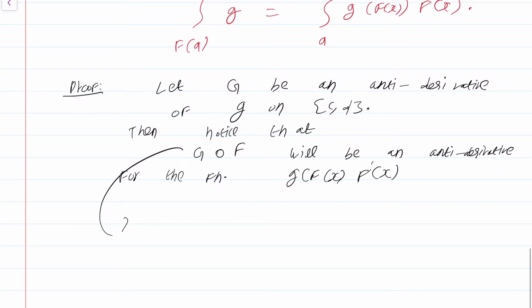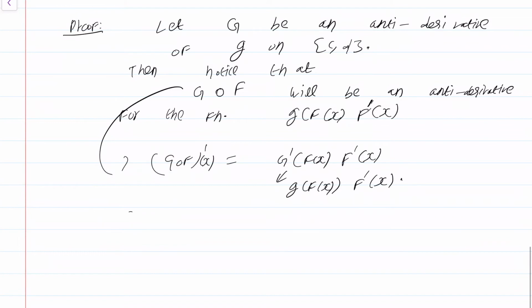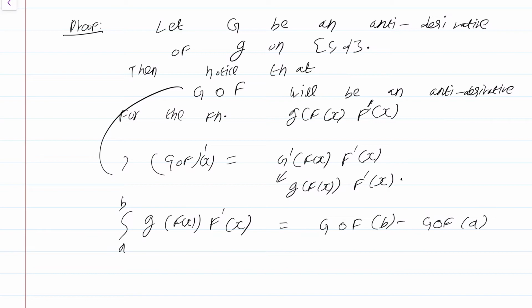This is just the chain rule, because the derivative of G composed with f is G prime of f of x times f prime of x, and G prime of f of x is nothing but g of f of x, into f prime of x, right? So G composed with f is an antiderivative for g of f of x, f prime of x. What this says is, sorry, I completely reversed the thing, sorry about that. Integral a to b of g of f of x, f prime of x is nothing but G of f of b minus G of f of a.